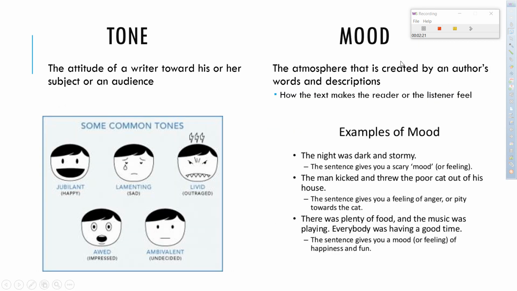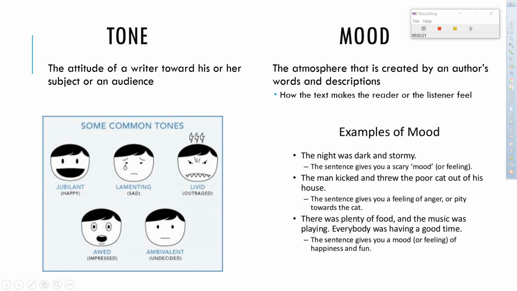The next slide has two words that I would love for you to define on your handout: tone and mood. Tone is the attitude of a writer toward his or her subject or an audience. There's a visual for various common tones. Mood is the atmosphere that is created by an author's words and descriptions. It's how the text makes the reader or the listener feel. I have some examples of mood.